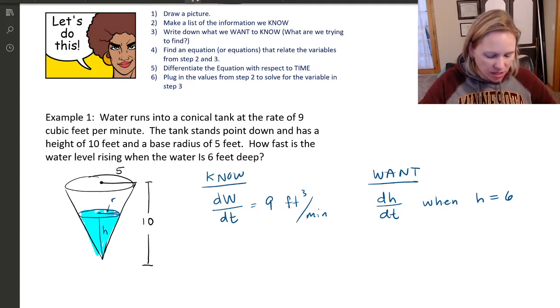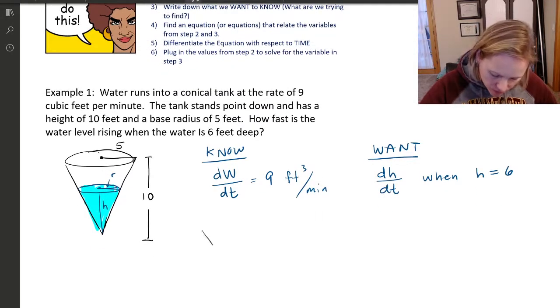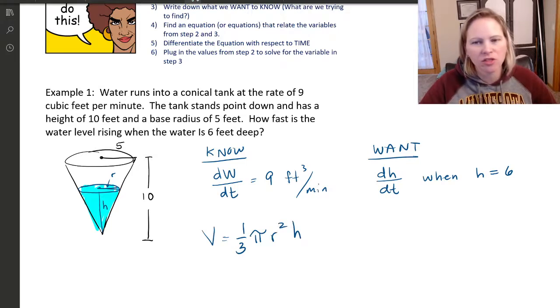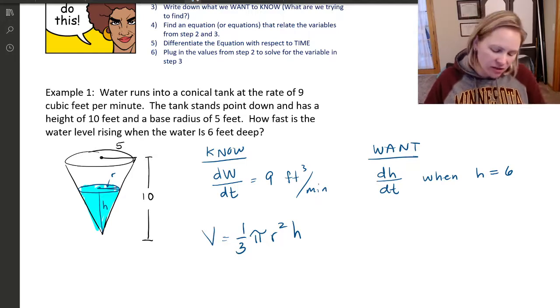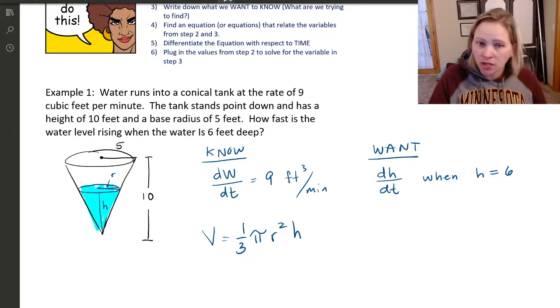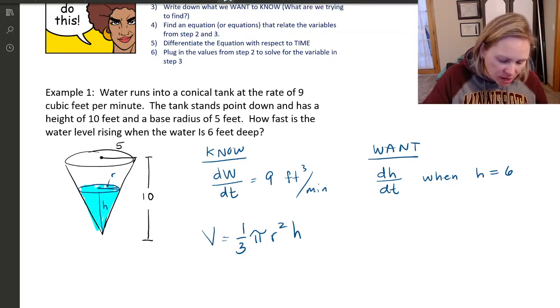Now our equation here needs to deal with the volume of this cone because it's dealing with a volume of water. So the volume of a cone is 1/3 pi r squared h. And this should look familiar because we just did a problem involving this. Now, there's my r, there's my h. And here's the thing. I don't want to have to do the product rule, number 1. Number 2, I don't have any information about the radius, other than I know that the radius of the cone itself is 5.